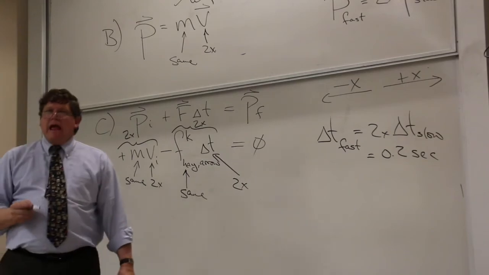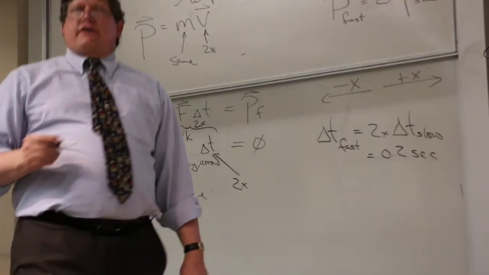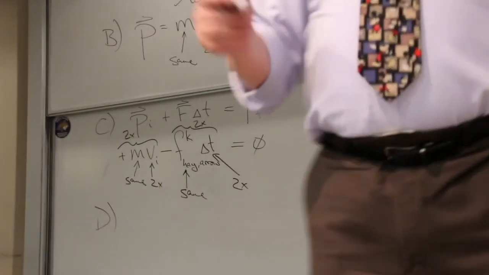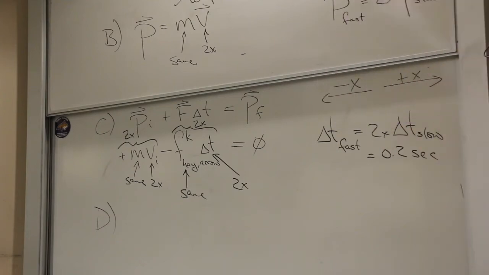D. How far does the faster arrow go? Now again, just like anytime you have time, it's a momentum problem. Anytime you have distance, it's going to be an energy problem. You never learn anything about distance using momentum. It's got to be energy. Force times distance is the verb that changes energy.